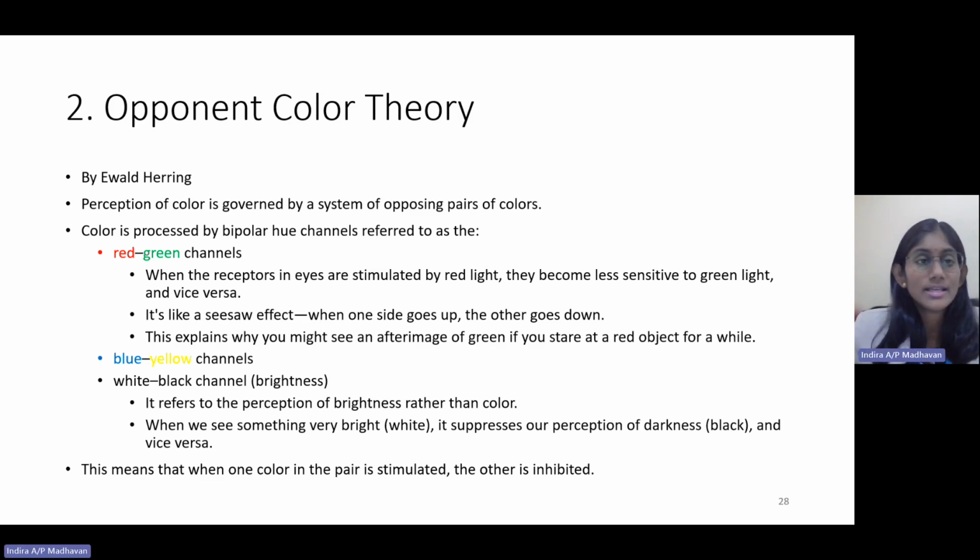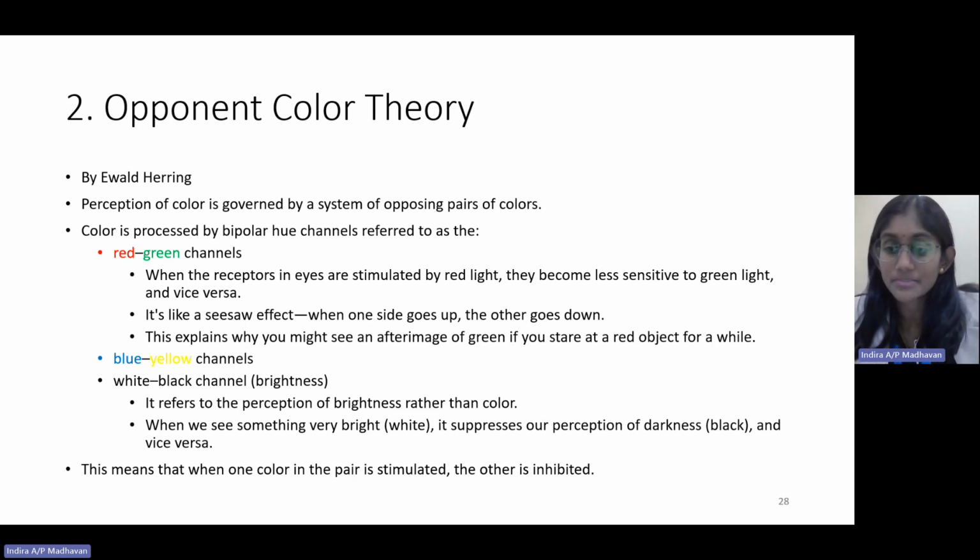Okay, and the next one is opponent color theory. It was suggested by Ewald Hering. He also agreed that there are three types of cones in the eye that are responsible for perceiving colors. But he did not agree with what trichromatic theory had mentioned.